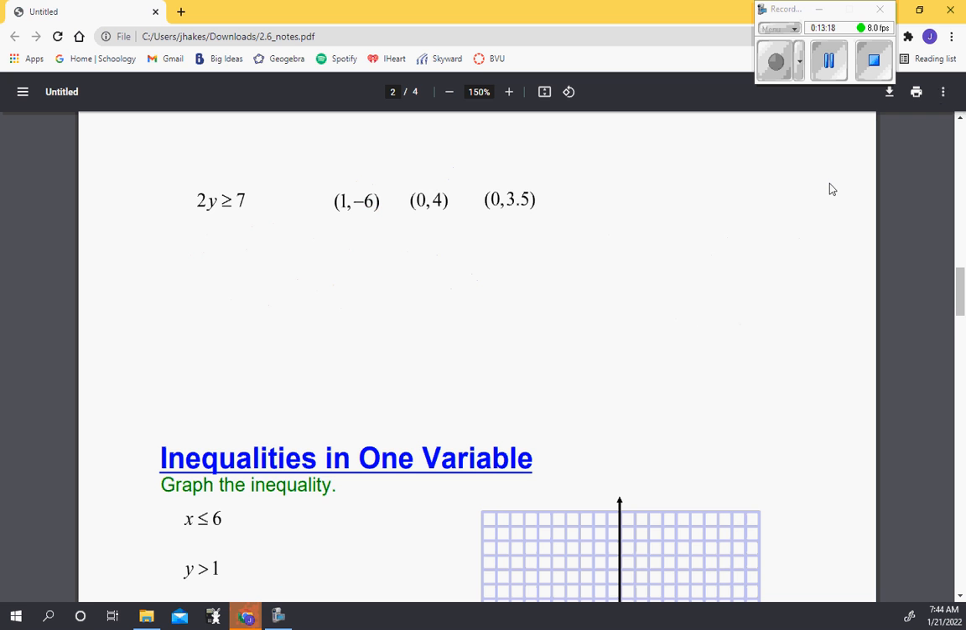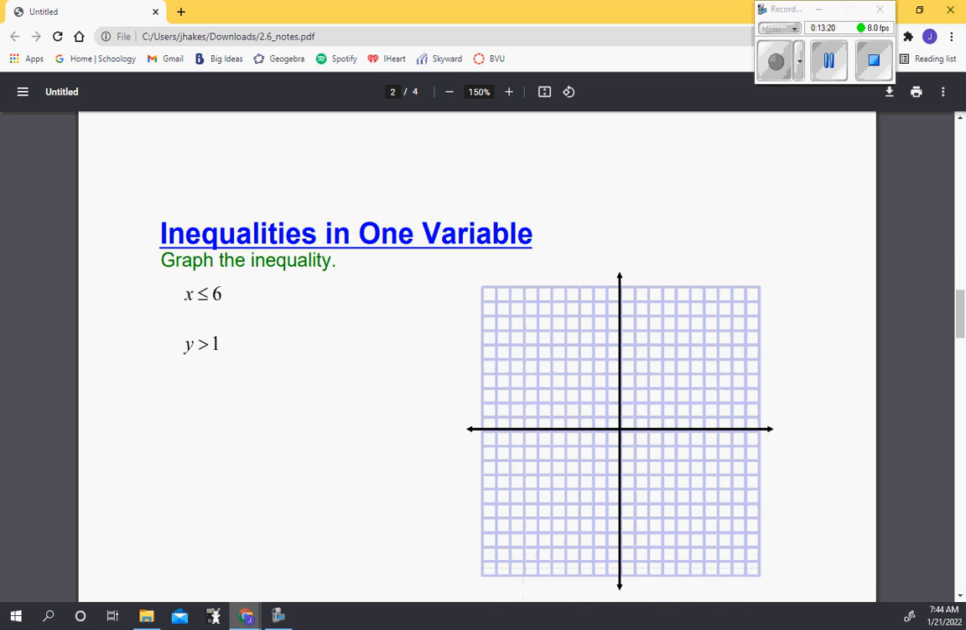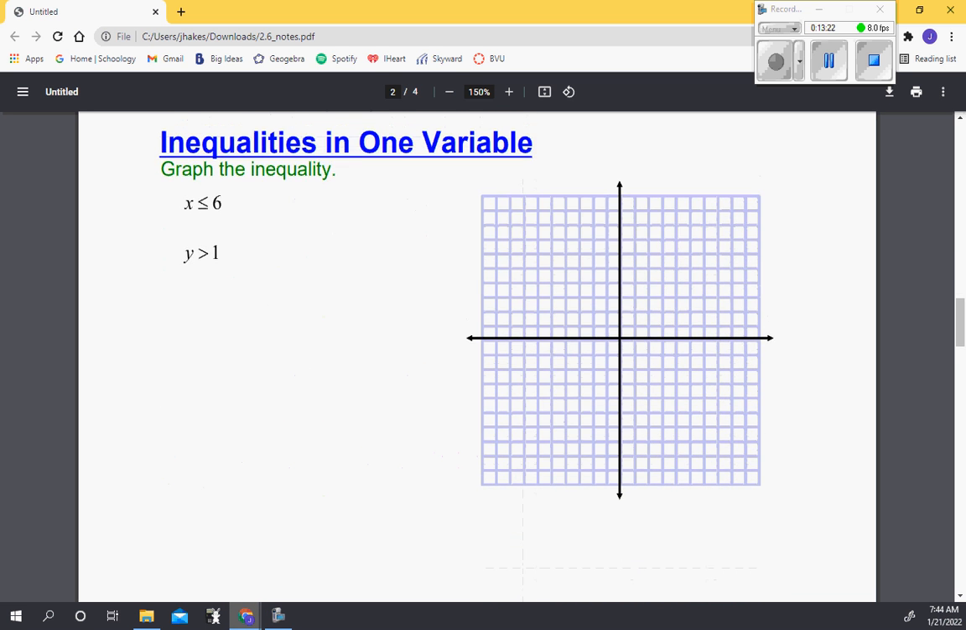All right, that is checking for a solution. Next, we're going to be graphing. Both of these equations are going to be graphed on the same graph. We're going to start with this inequality here. X is less than or equal to 6.